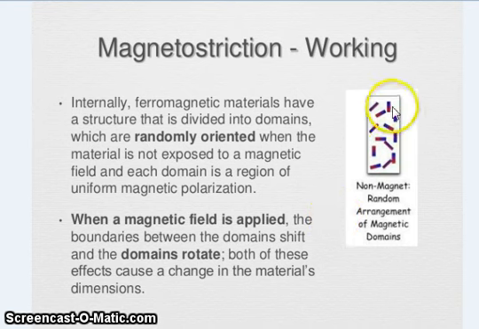Internally, ferromagnetic materials have a structure that is divided into domains which are randomly oriented when the material is not exposed to a magnetic field, and each domain is a region of uniform magnetic polarization. This is a non-magnet. This is the random arrangement of magnetic domains in this picture, and when the magnetic field is applied, the boundaries between the domains shift and the domains rotate, and both of these effects cause a change in the material dimension. That is the main thing.